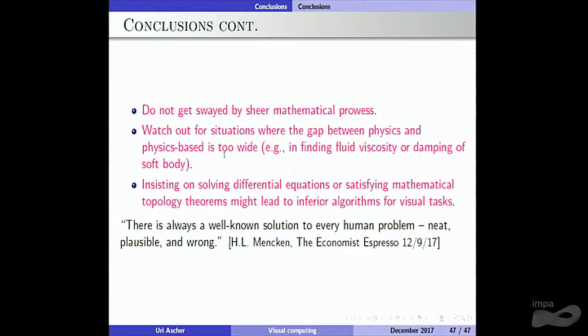And there are situations where the gap between the physics and the physics-based simulation is too wide, which made us change the methods. As I said, you don't want to get stuck on the idea of proving theorems on total variation, for example, and Bregman distances and things like that, and forget what we came here for. It's important to remember.